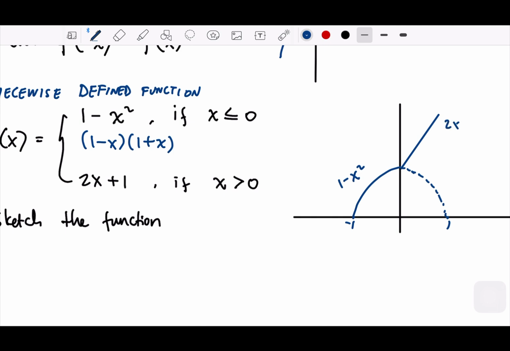So this should be 2x plus 1. And this is 0 here. Okay. And this is f(x). And sometimes the graph of a piecewise defined function may have some discontinuity, and later we can learn about that in limits and continuity. But if it doesn't have any break in between, then you can say that the function is continuously drawn, or the function is continuous. Okay, so that's the function. We call this a piecewise defined function.